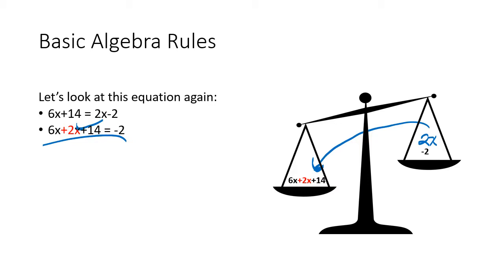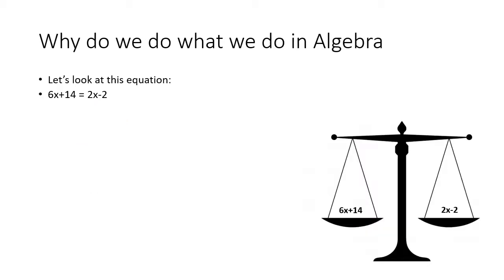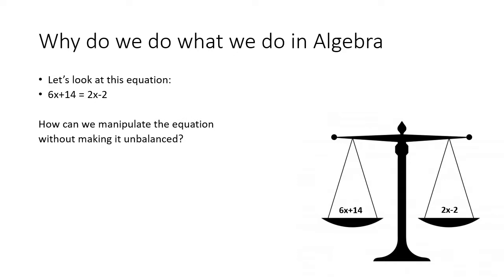Even it would be nice if we could do it that way. It'd make the problem simpler, but it's going to change the value of the problem. So again, if we do that, we're no longer balanced, no longer equal, no longer true. Okay, so if we can't do that, then what can we do? That's the big question. What can we do? How can we manipulate the equation without making the equation unbalanced?